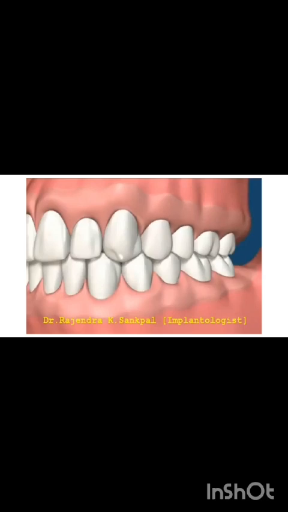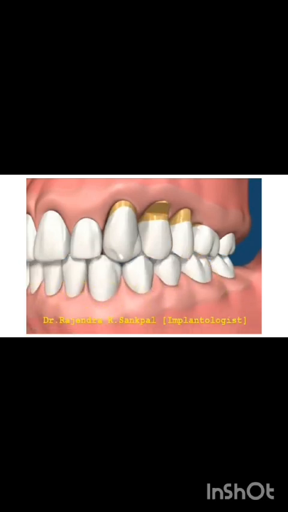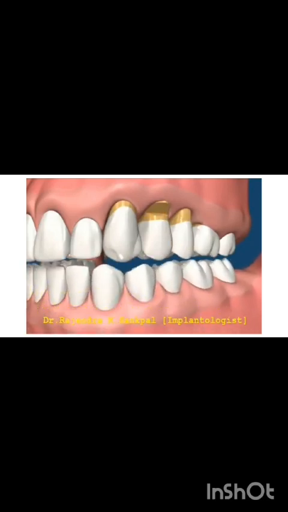As we see in this video, this is how abfraction occurs. When there is an increase in occlusal masticatory force, at the point away from the occlusal area at the cemento-enamel junction, there is a breakage of the tooth.